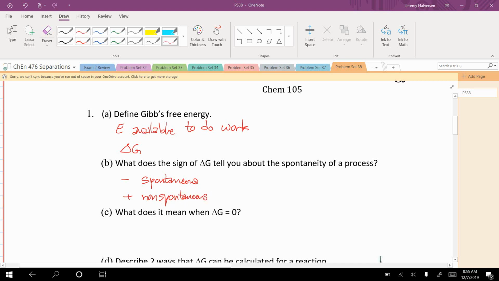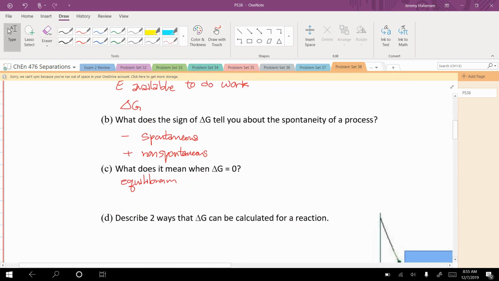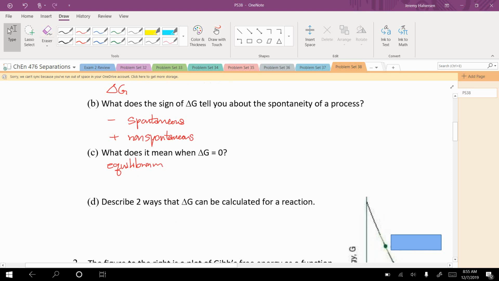What does it mean when delta G equals 0? Well, that's going to be equilibrium, which means the reaction is not going to proceed in the forward or reverse direction. It doesn't mean nothing is changing, it's just things are changing in both directions at the same rate. So you've got equilibrium.